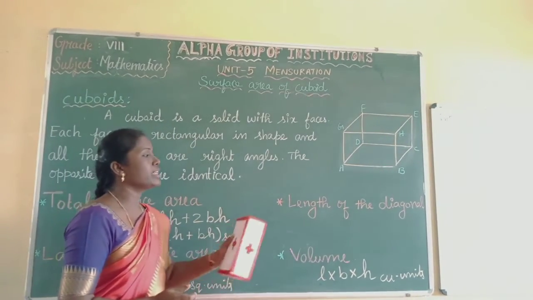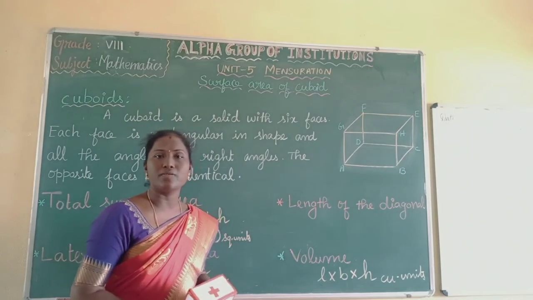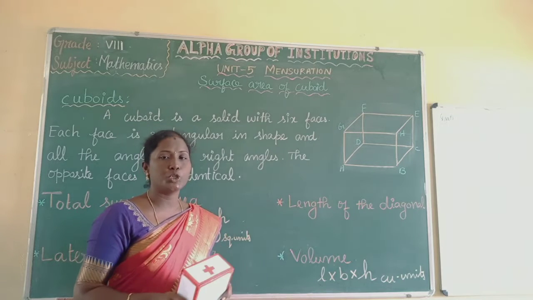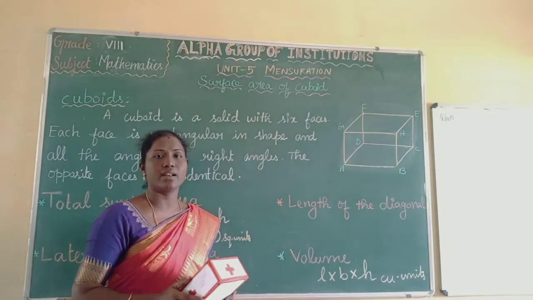Now finally, the length of the diagonal. We know first what is meant by diagonal. The line which joins the 2 opposite vertices is called the diagonal.